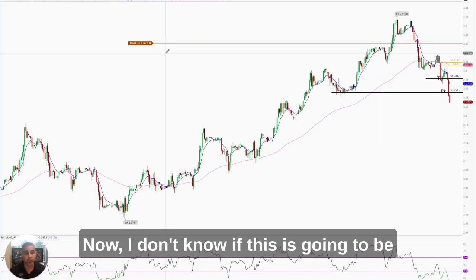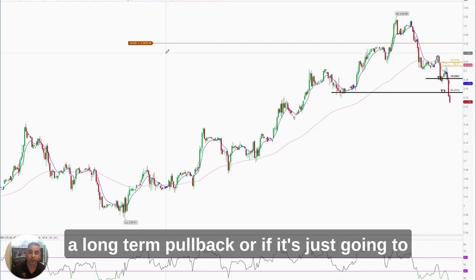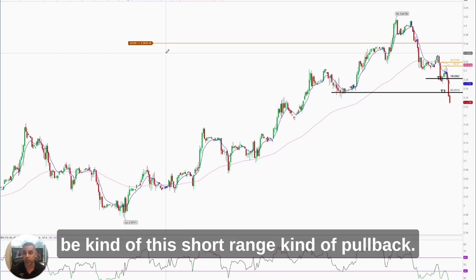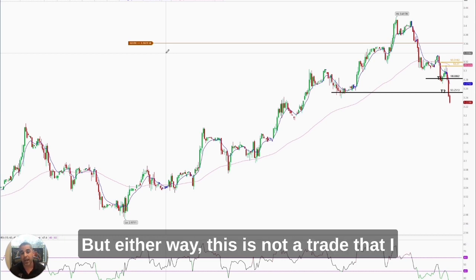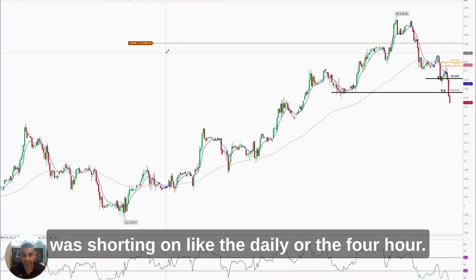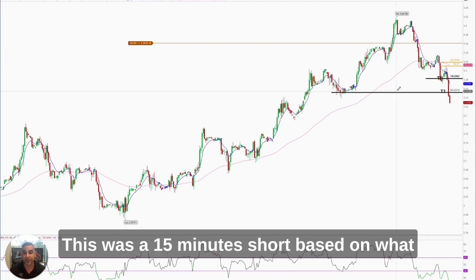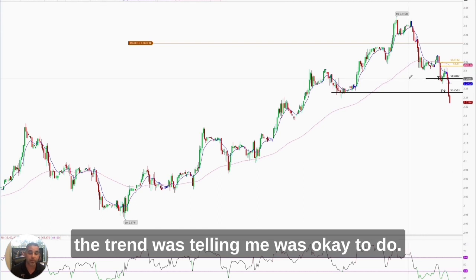Now, I don't know if this is going to be a long-term pullback or if it's just going to be kind of this short range pullback. But either way, this is not a trade that I was shorting on the daily or the 4 hour. This was a 15-minute short based on what the trend was telling me was okay to do.